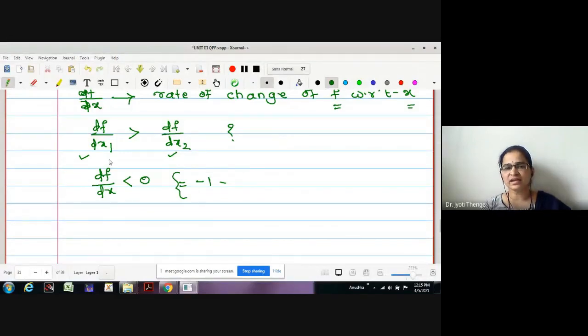May I say the rate of change: if df by dx is greater than 0, what will be the value? Suppose the value is 2. What does it imply? If I change the value of x, there will be a double change in f. Correct? It is going to change by twice. The rate of change is 2.